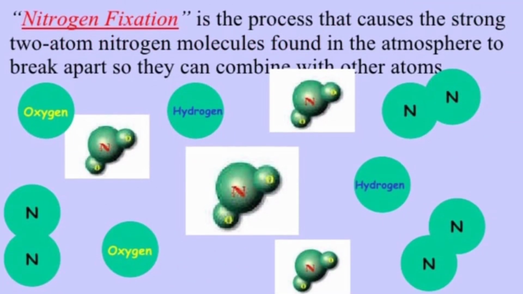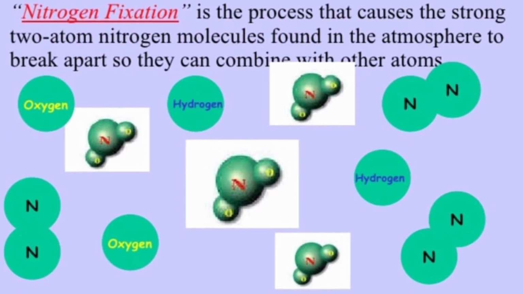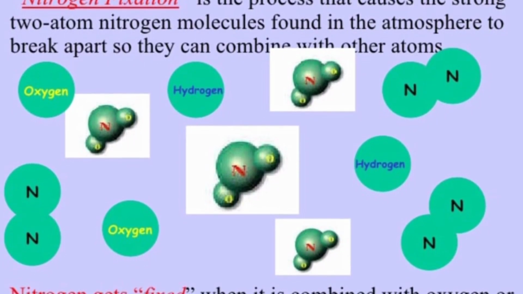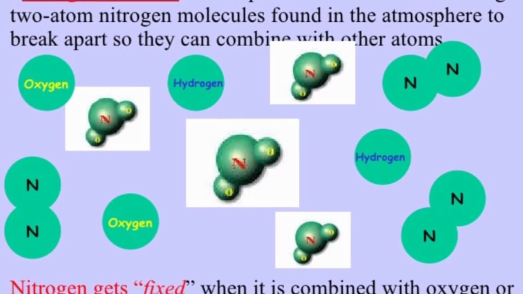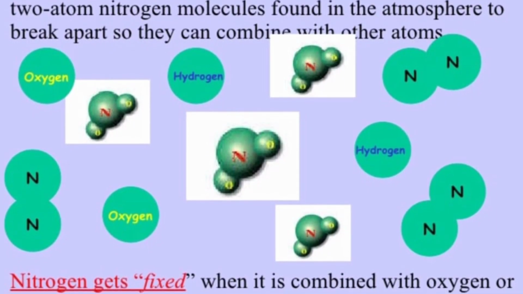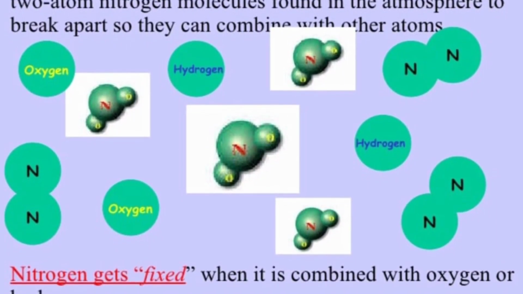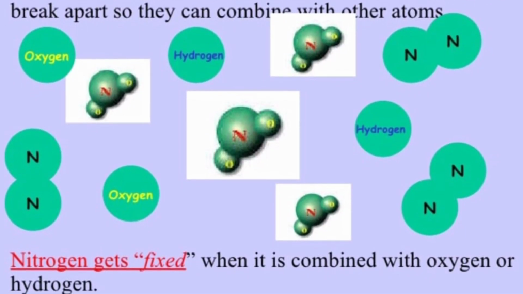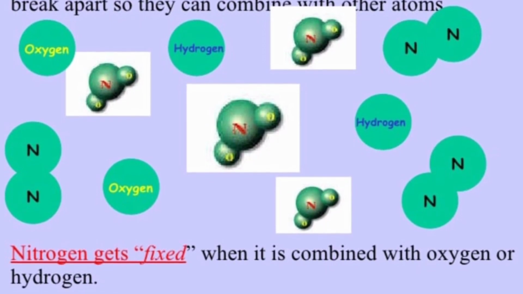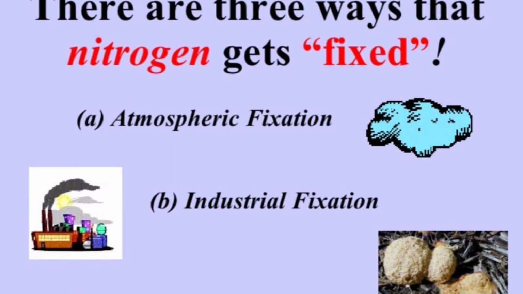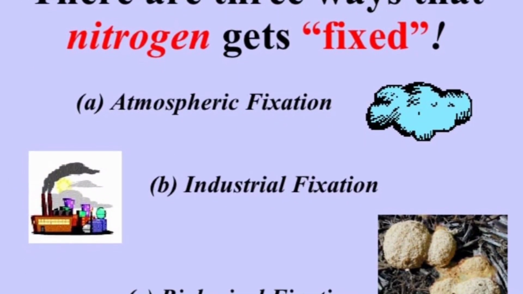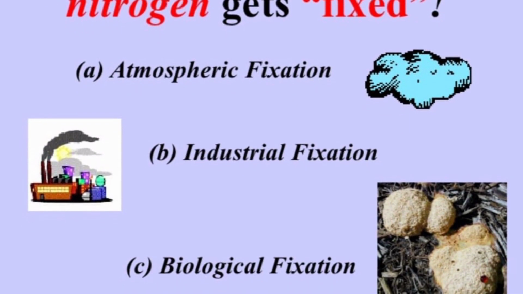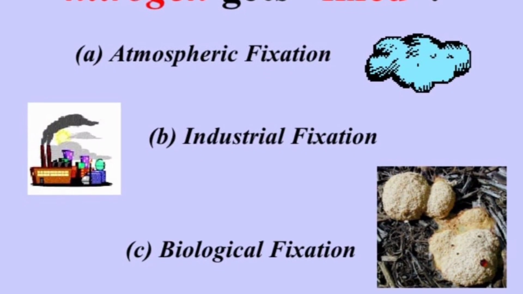Nitrogen fixation is the process that causes the strong two-atom nitrogen molecules found in the atmosphere to break apart so they can combine with other atoms. When nitrogen is combined with oxygen or hydrogen, we say that nitrogen gets fixed. There are three ways that nitrogen gets fixed: atmospheric fixation, industrial fixation, and biological fixation.